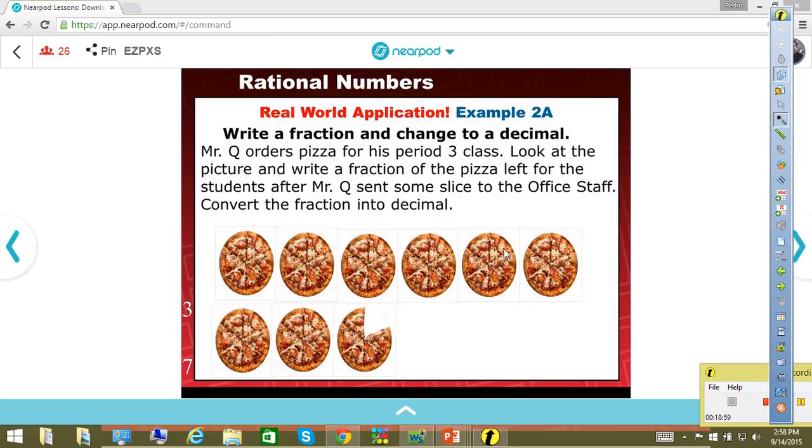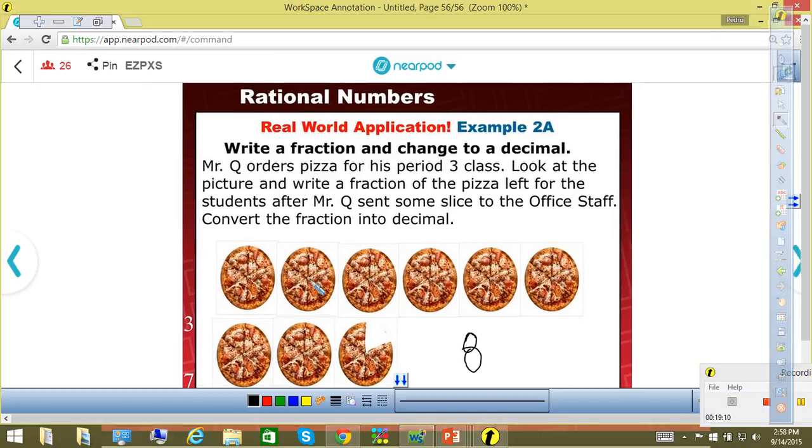So first of all, let's see. Check this out. How many whole pizzas do we have left? 8. 1, 2, 3, 4, 5, 6, 7, 8. And how many slices are left here? 1, 2, 3, 4, 5 out of what? 6. So this is 5 sixths. Are we there so far? So now check this out. We need to change this into decimal. So that means we write this one right here, 8, and then we're waiting for the decimal, right?